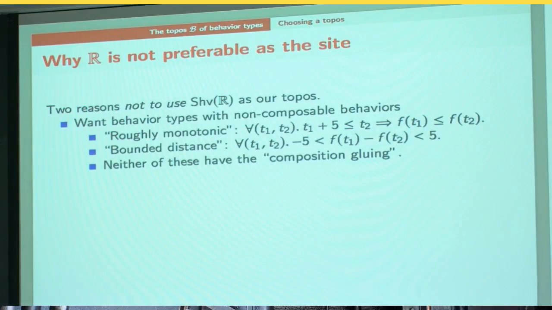But I can give two reasons why not to use sheaves on R as the topos. The most important is that I want non-composable behaviors. And here are two examples. One is what I call roughly monotonic. So imagine a function that is roughly monotonic. For any interval of 5 seconds or more, you can see it's gone up, but it's allowed to go down a little bit. So it's allowed to go down, but if you look at least 5 second intervals, you'll see it's always going up.